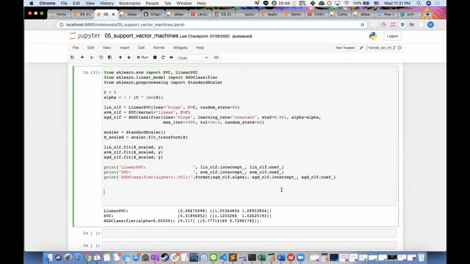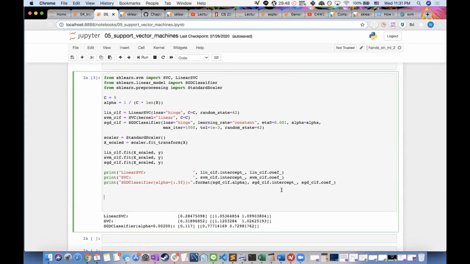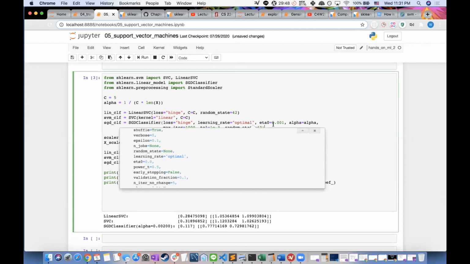I did get, while using different parameters than what he used, specifically, instead of using constant learning rate, if you do learning rate optimal, with the same alpha and everything, then the value you'll see of the SGD is a lot closer to what you see in the others. Let's try that. You said optimal? Yeah, and get rid of the eta because that's only for constant.